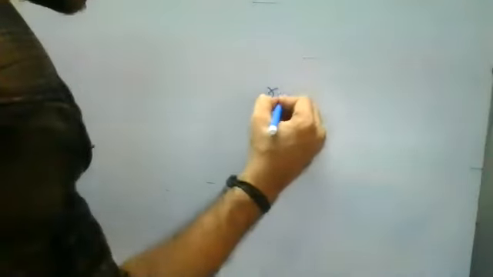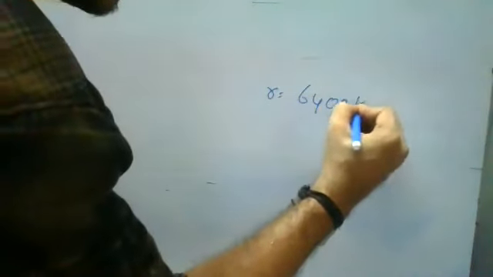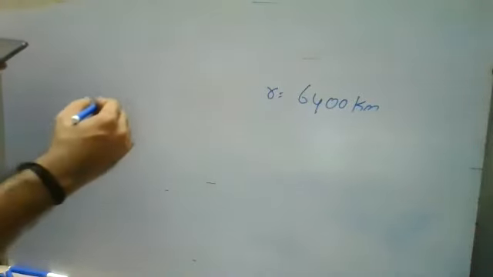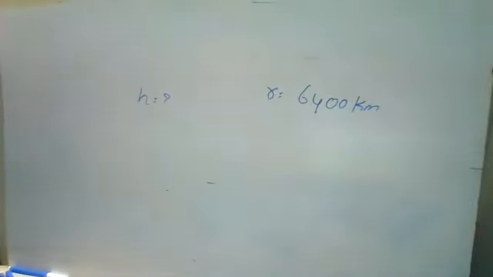Okay, at what height above the Earth's surface is the acceleration due to gravity, small g, half of its value on the Earth's surface? Given radius is 6400 kilometers. So we need to find h from this relation.